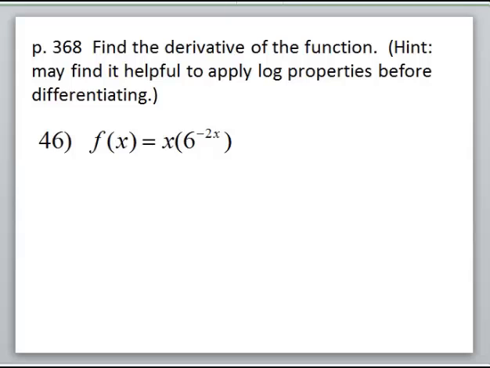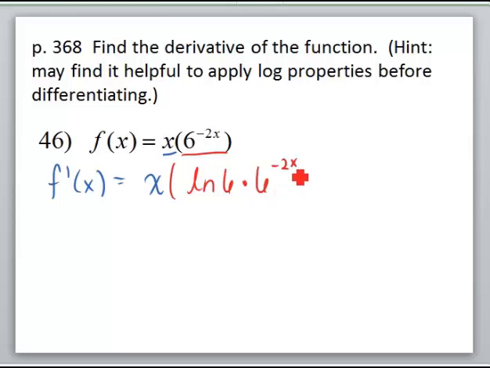Going on, this one's very similar to it, except we have a product rule here because we have a first times the derivative of the second, and we have 2 terms. So when I take the derivative of this, I end up getting first times the derivative of the second part, which would be the ln of 6 times 6 to the negative 2x times negative 2, plus the second times the derivative of the first, which happens to just be a 1.